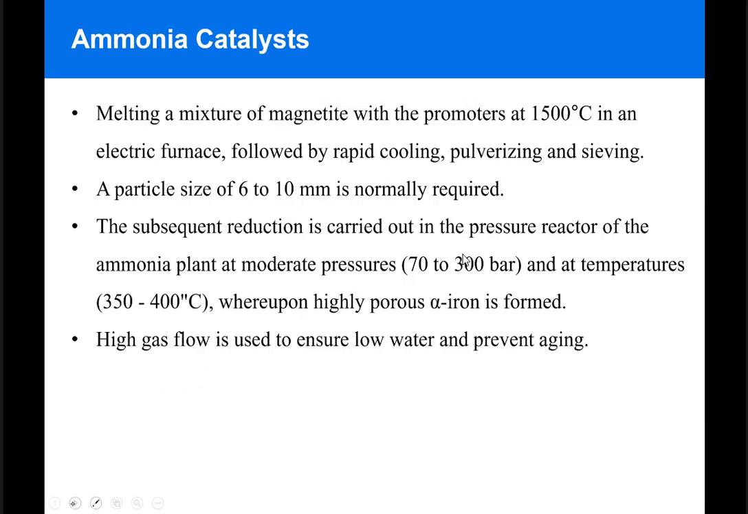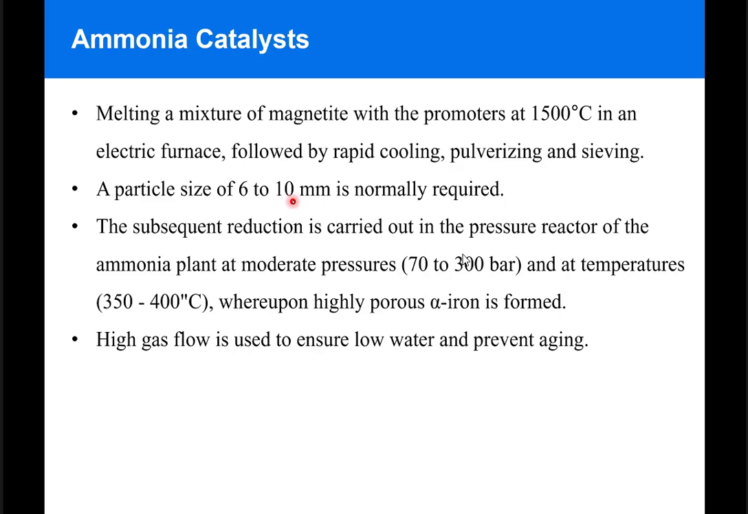The catalyst is typically prepared by melting a mixture of iron oxide with promoters at around 1500 degrees Celsius in an electric furnace, followed by a rapid cooling, pulverization, and sieving step. In this step, the optimum particle size is typically between 6 and 10 millimeter in size.